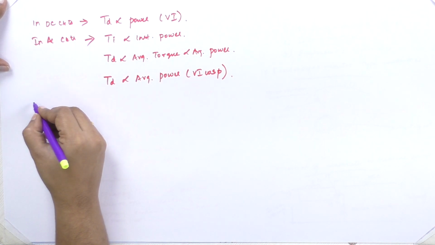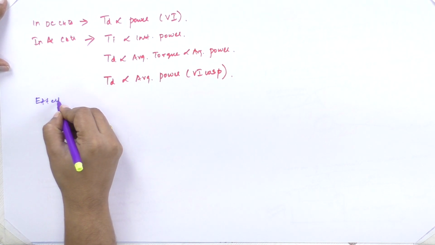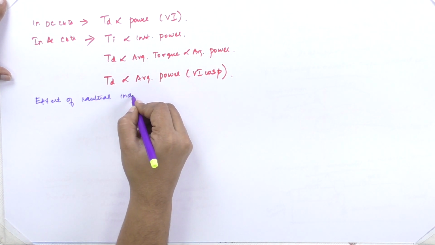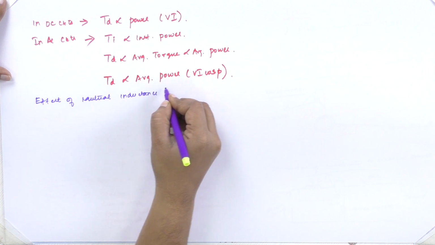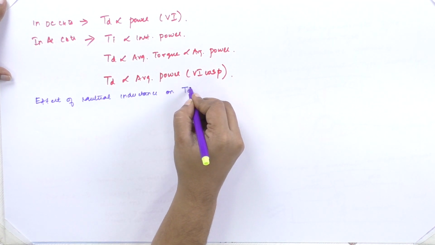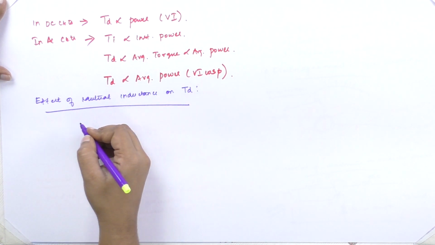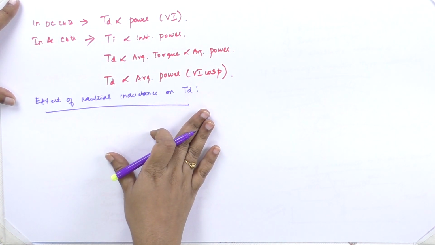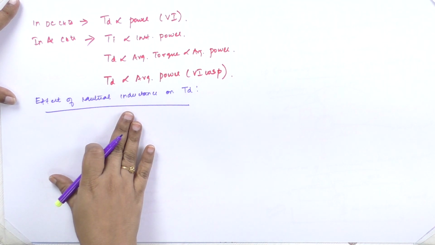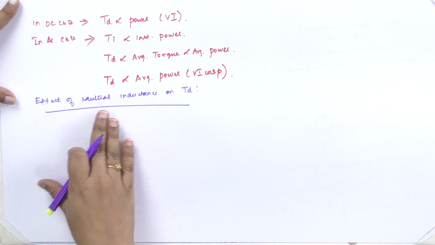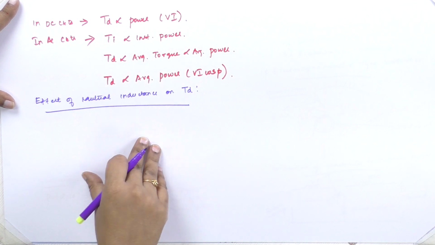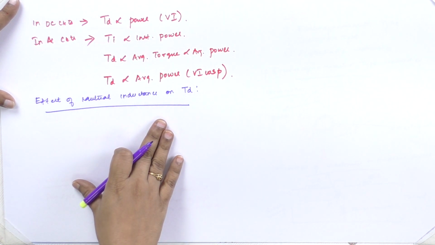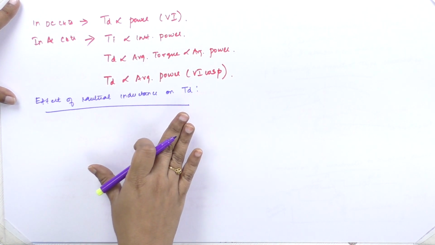Next, we will see the effect of mutual inductance of the fixed and moving coil on the deflection torque TD. What is the effect of mutual inductance on the deflection torque TD? The mutual inductance between the fixed and the moving coil varies as the moving coil moves because of the deflection torque produced. So, what happens because of this mutual inductance? The deflection torque is affected.